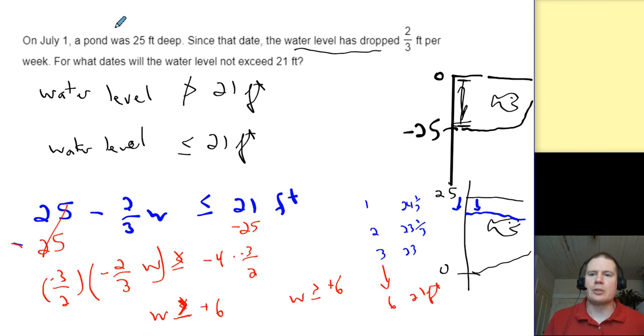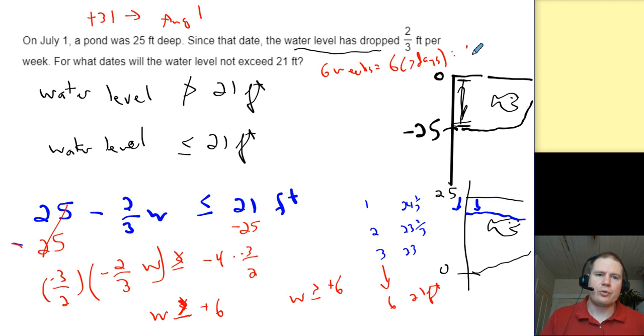So we've got July 1st plus 6 weeks. So July 1st plus 31 days gets us to August 1st. So plus 31 gets us to August 1st. 6 weeks is more than 31 days, right? 6 weeks is 6 times 7 days, so that's 42 days. So 31 days gets me to August 1st. I need 42, so that's another 11 days. 11 days past August 1st is August 12th. So for what dates will the water level not exceed 21 feet? From August 12th onward. Right, so they actually give you a multiple choice here.